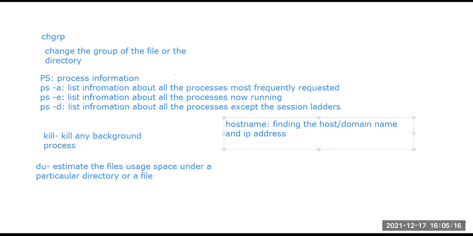Then by which command can we test any network connection? That is ping, which tests the network connection. Next is ifconfig, for getting the network configuration. ifconfig helps us with network configuration.